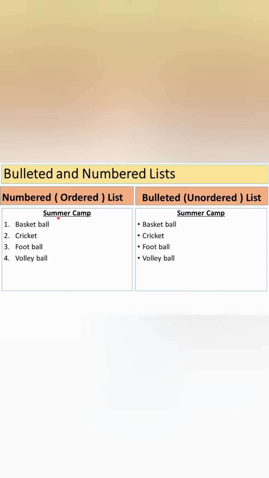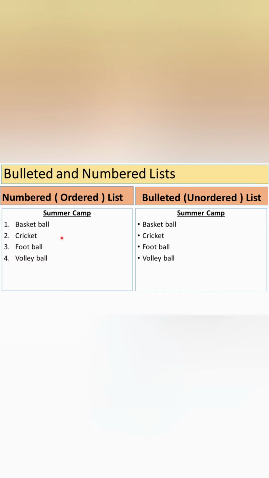So today we are going to learn about bulleted and numbered list. While creating a web page, if you want to list out some items in your web page, you can make use of this numbered list or bulleted list. Numbered list is also known as ordered list and bulleted list is also known as unordered list. So from the name itself, it's clear that in a numbered list your items are arranged in an order, so it is known as number list.